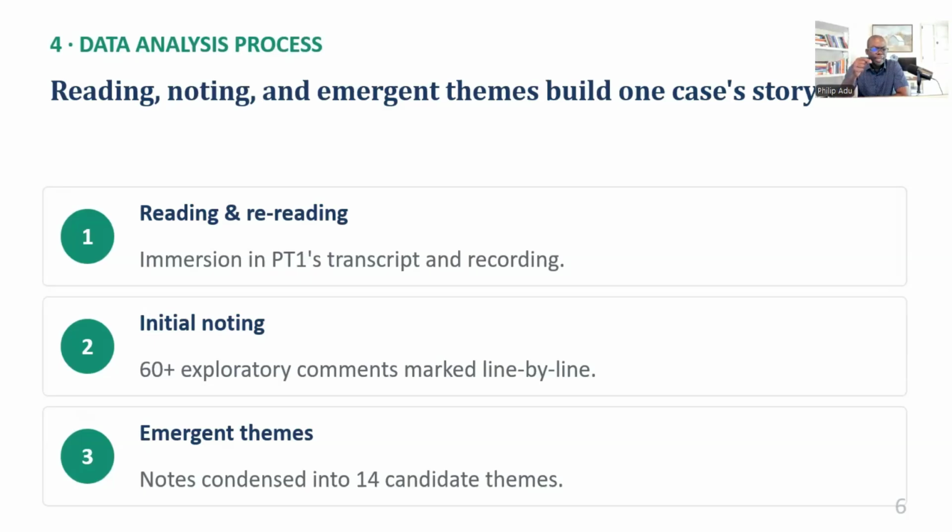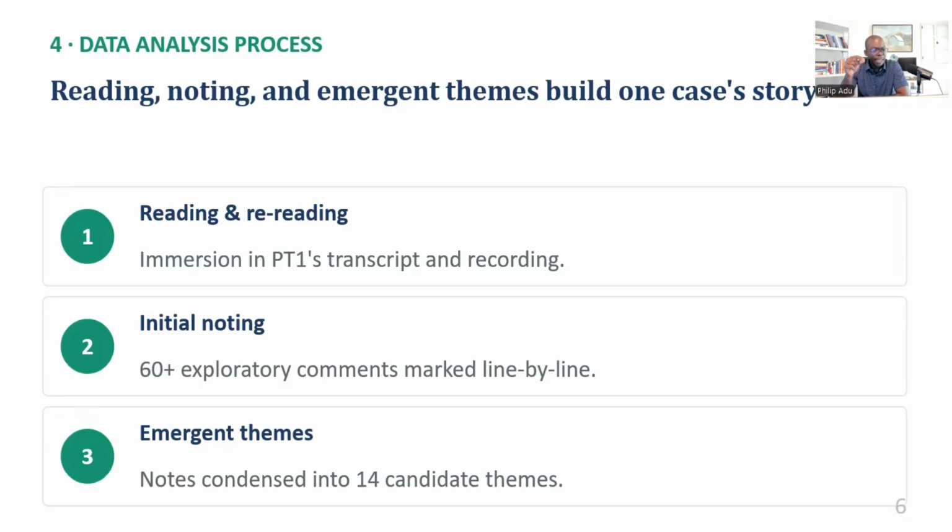So the next one is initial noting. Think about it like you are taking notes as you are going through the process, because when you're going through the data, reading and rereading, you may identify some information that is significant that you want to take note of so that when you move to the next stage, the process becomes easier for you.